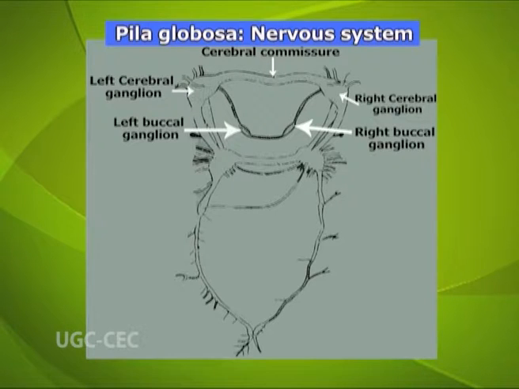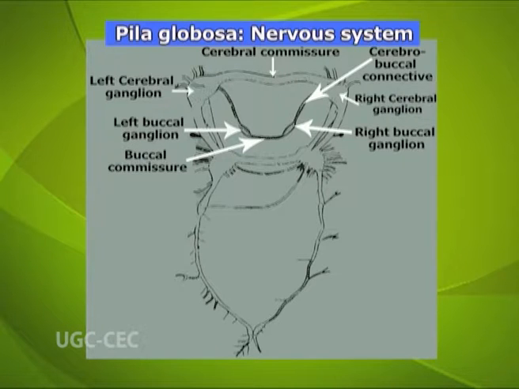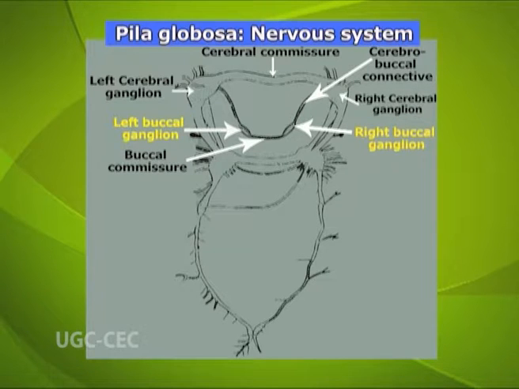A pair of buccal ganglia lies at the junction of the buccal mass and the esophagus. They are connected to each other by a delicate transverse buccal commissure. Each buccal ganglion is also connected to the cerebral ganglion of its side by a cerebrobuccal connective, so that a nerve ring is formed anteriorly encircling the gut. The buccal ganglion gives off nerves to the buccal mass, radular sac, salivary glands, esophagus and the esophageal pouches.